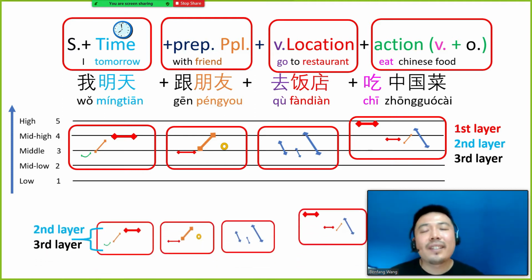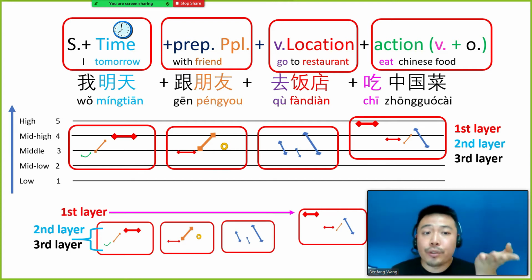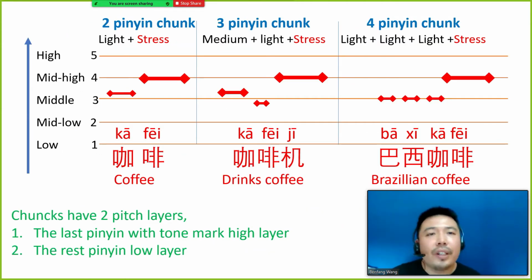Therefore, today, firstly, we are going to see the 2 layers within each chunk. And then we are going to see which chunk goes to the higher level. As you know, each chunk may be formed by a different number of pinyin. Therefore, we have to learn the rules to pronounce each type of chunk.